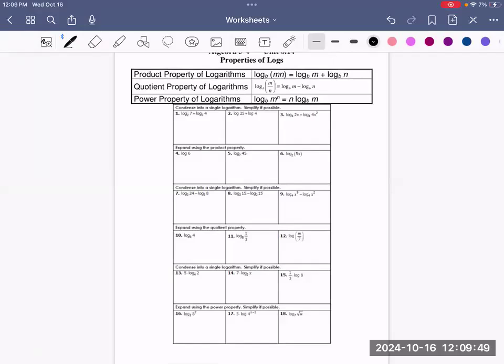Today we're going to be working on some quick properties of logarithms. We're not going to be expected to evaluate them for each, but we're just going to be working on the basic properties. And you see them up here as well.